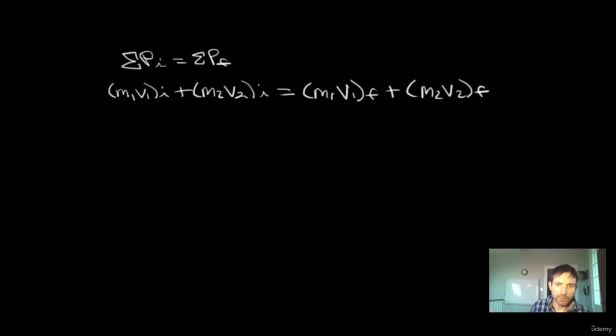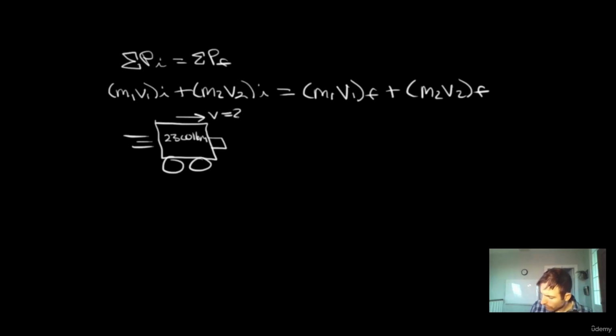An example could be something like a rail car with, let's say, 2,300 pound mass, and it's traveling along with a velocity of 29 feet per second, right? This is rail car 1.